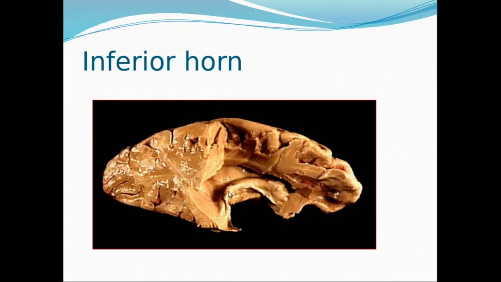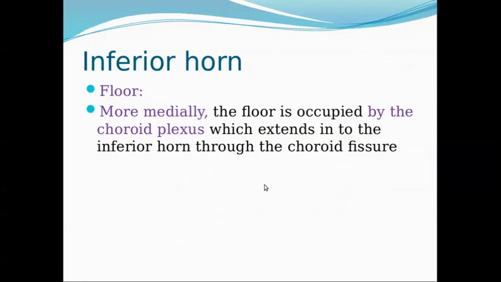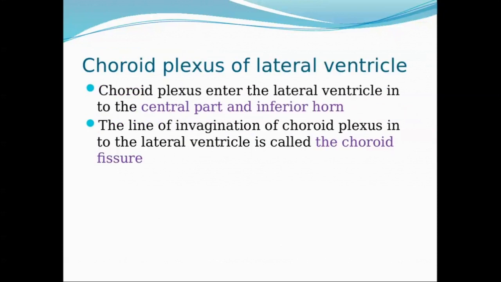So again in this cut section you can see nicely, this is the pes hippocampus in the floor of inferior horn. Floor more medially is occupied by the choroid plexus, which extends into the inferior horn through the choroid fissure. So we have completed the parts of lateral ventricle, 4 parts, that is the main part, and also the 3 horns in detail and its relations also.